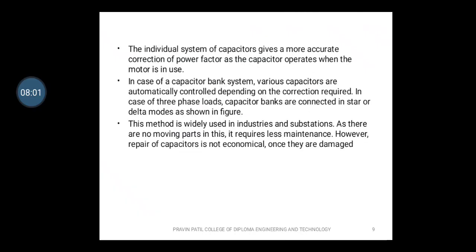Now, we are going to discuss the advantages of power factor correction by the static capacitor method. In this method, due to the absence of moving parts, that means no moving part is present, it requires less maintenance as well as repairing and maintenance of a capacitor. The repairing and maintenance of a capacitor is not economical once they are damaged.